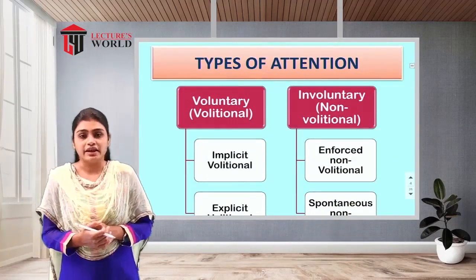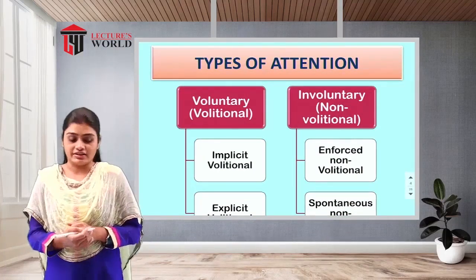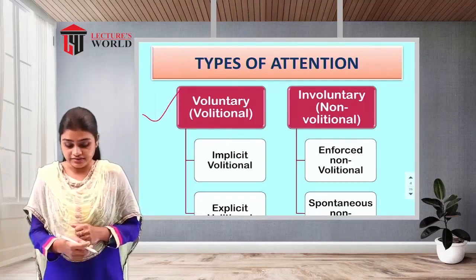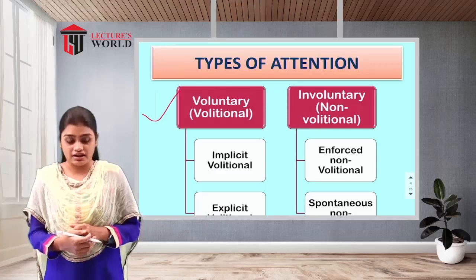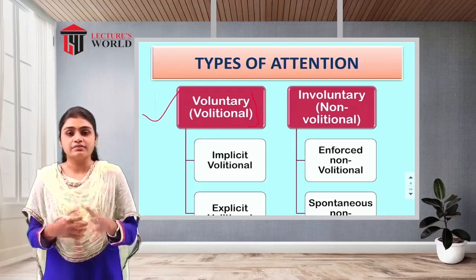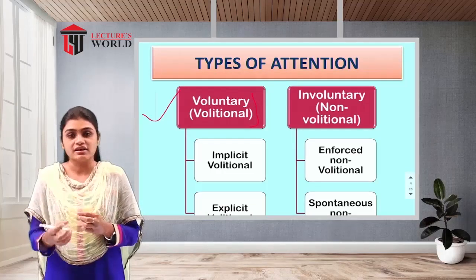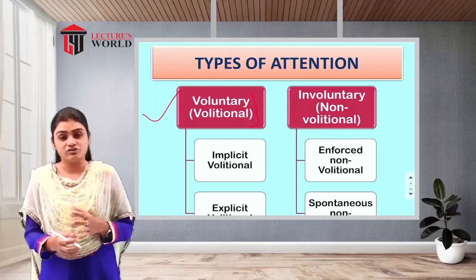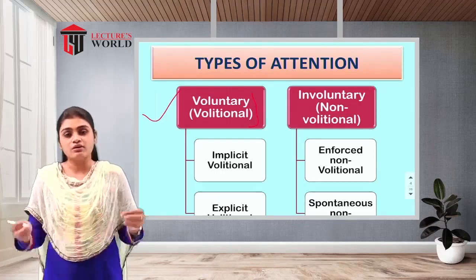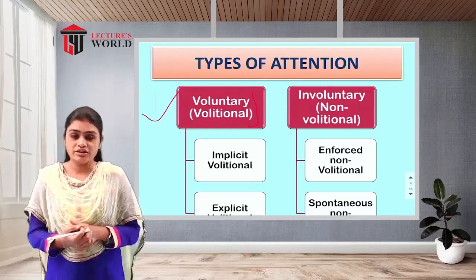Next we have the types of attention. If we talk about attention, we have 2 types. The first one is voluntary attention and the second one is involuntary attention. The other name of voluntary attention is volitional. That means whatever we are doing by our own desires or by our own choices is called voluntary attention. Our desires are involved in that. We are doing it by our own choice, no one is forcing us to do that. That is our voluntary attention.